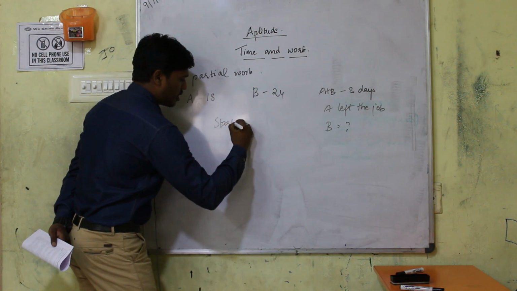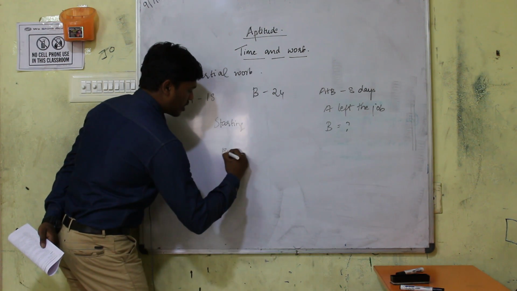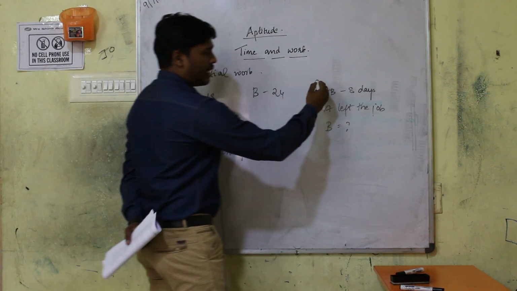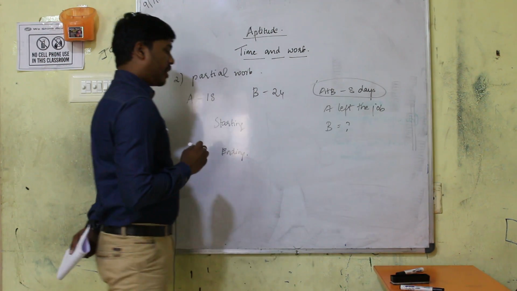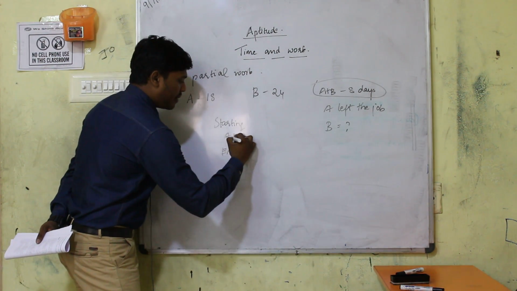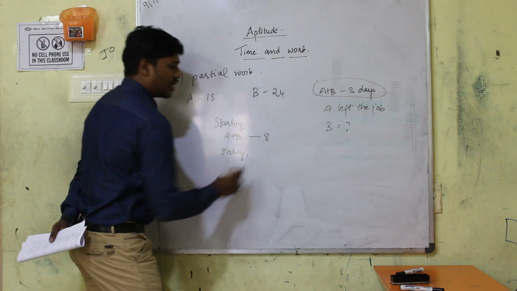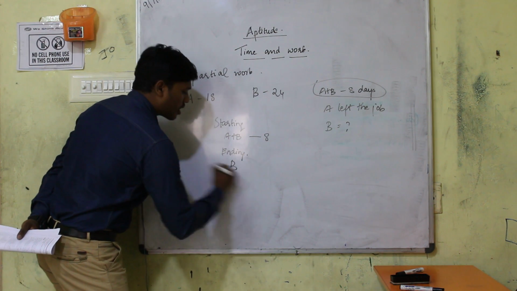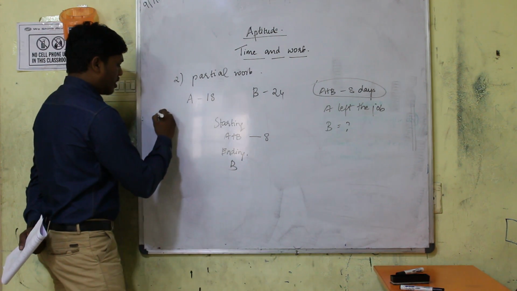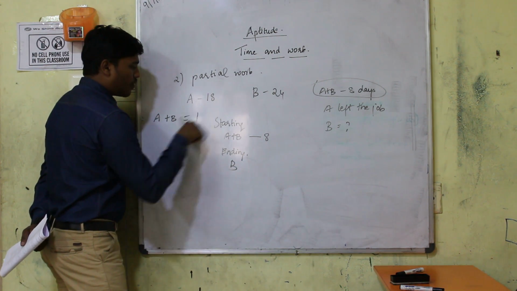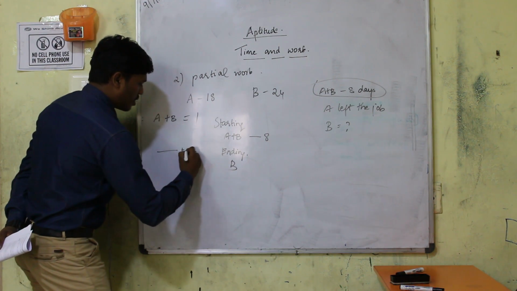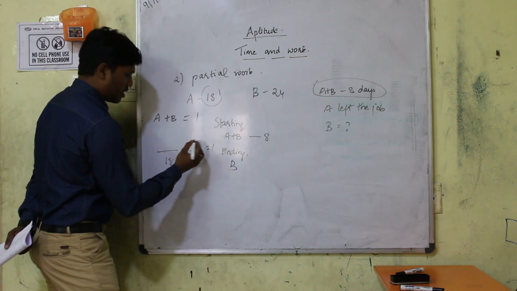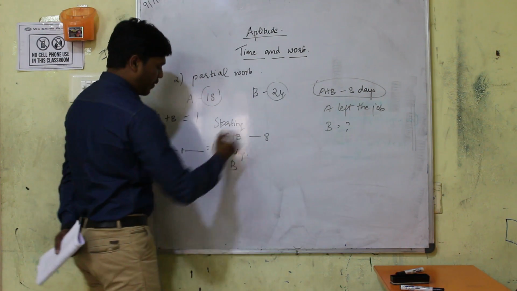In starting and ending. Since I said that in the starting A and B both of them are working, so in the starting only A and B are working. They work for 8 days. After 8 days, A left the job. So remaining would be B. So A and B are assigned to do one work. A can do the piece of work in 18 days. B can do the same piece of work in 24 days.